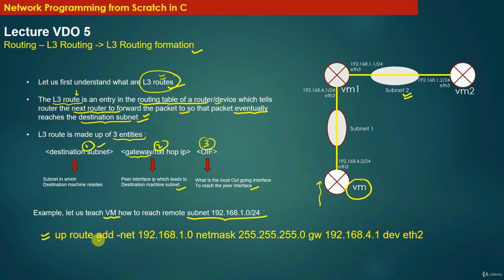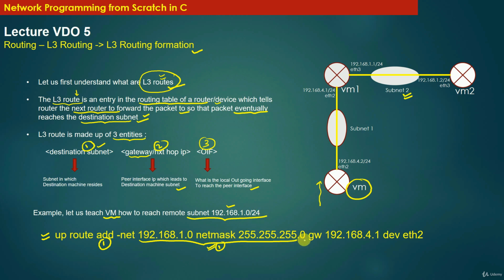Now what does this line say? You can see that this line has 4 parts. The first part says that you are adding an entry in the routing table of the router VM. Then the second part is the destination subnet, which is the first entity of the layer 3 route. You can see 192.168.1.0 followed by net mask 255.255.255.0, which can be written as 192.168.1.0/24. So this mask, 255.255.255.0, can also be written simply as /24.